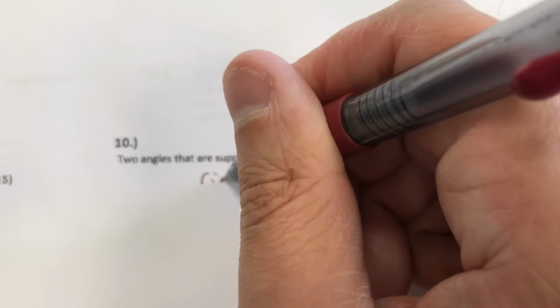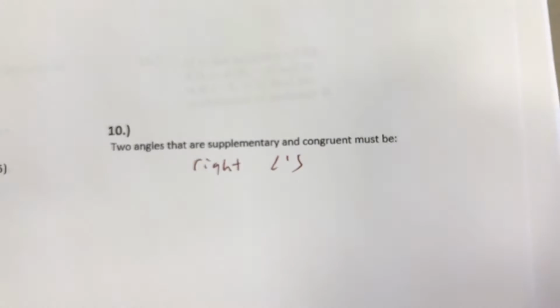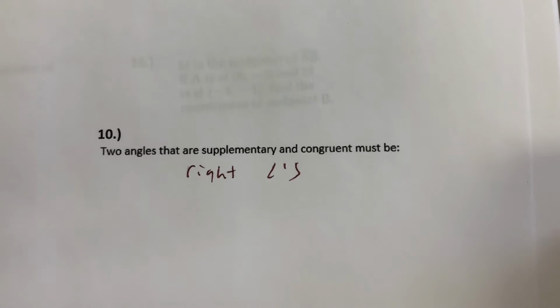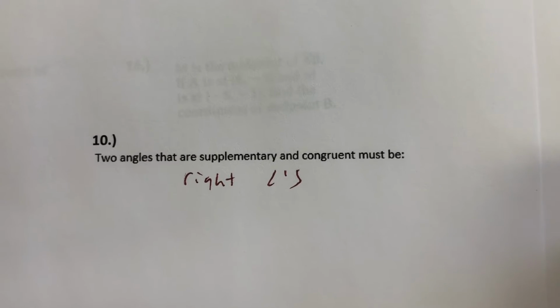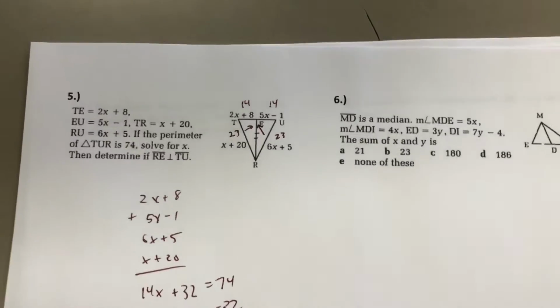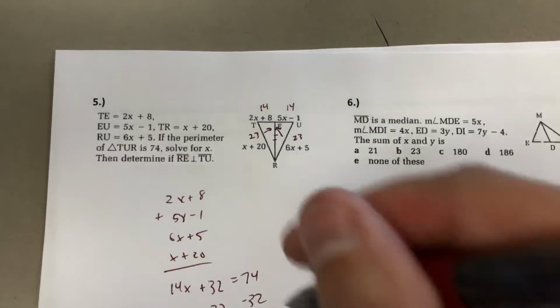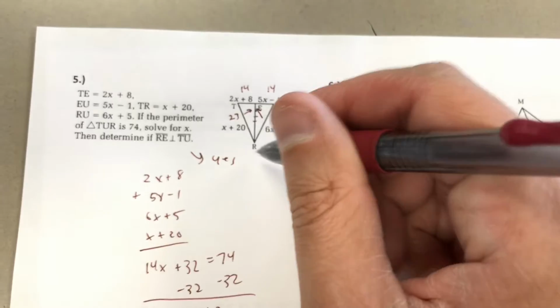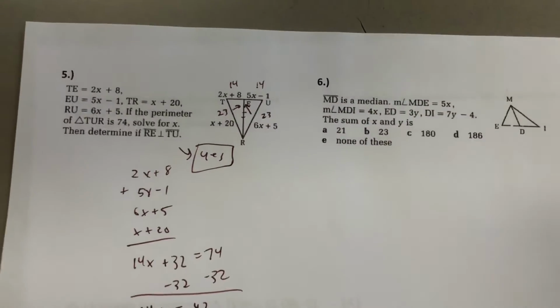And actually, that's the answer to number 10, right? Angles that are congruent and supplementary. They have to add up to 180 degrees, and they have to be equal. They have to be 90-degree angles, right? So yes, those are 90-degree angles there, and yes, they are perpendicular to each other.